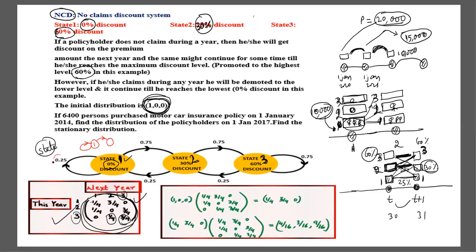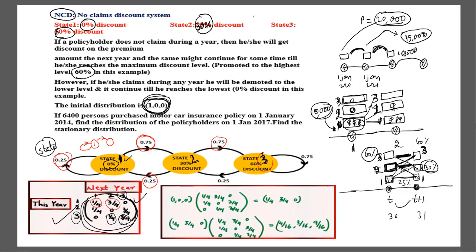So 1 to 1 is 25% and 1 to 2 is 75%. These are 1 by 4, 3 by 4. The sum of these two is 1. The sum of all row probabilities will always be 1, not column probabilities. From 0% discount, that means one level, you will be at one level or two level next time, so these two will sum to one. Starting from two, either you will go to three or you will come back to one. If you add these two, that will be one.